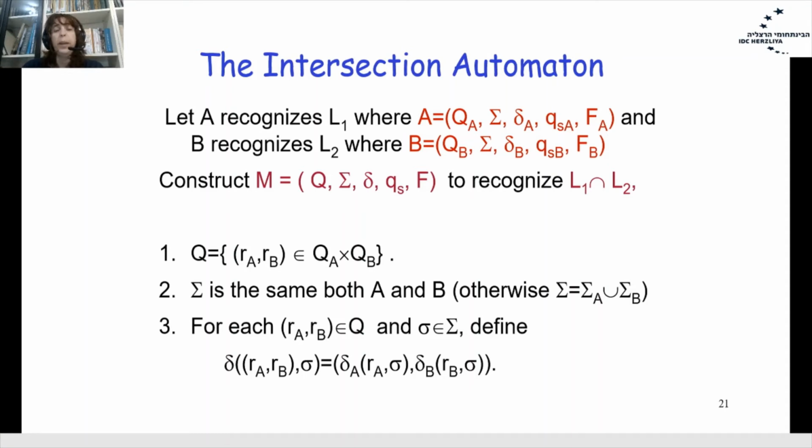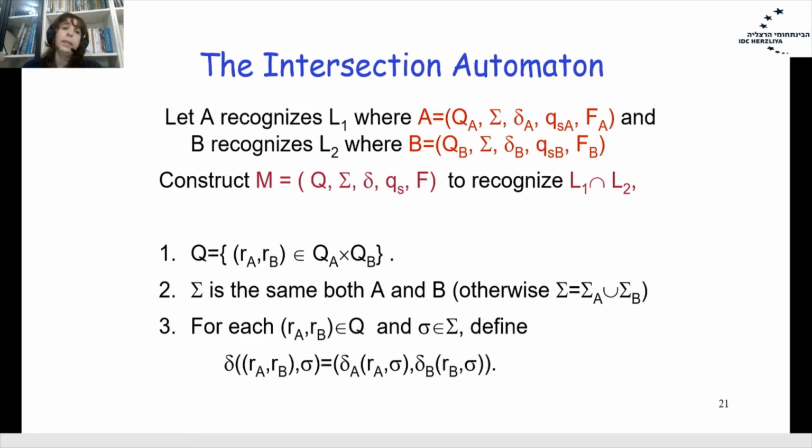Q will be the set of all couples, the Cartesian product QA Cartesian product QB. So once again, we will have a couple of states: the first state from automaton A and the second state from automaton B. Once again, sigma will be the same for A and B if we have the same alphabet. If we have different alphabets, we still continue with the union between the alphabet of automaton A and the alphabet of automaton B.